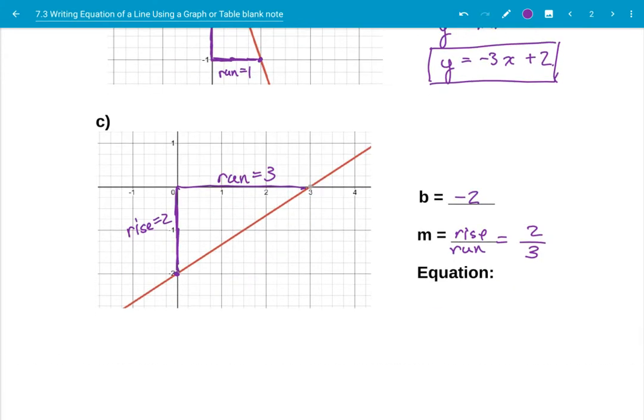Okay, so y equals mx plus b. So y is equal to 2/3 times x plus -2, or just -2. There's the equation for this line.